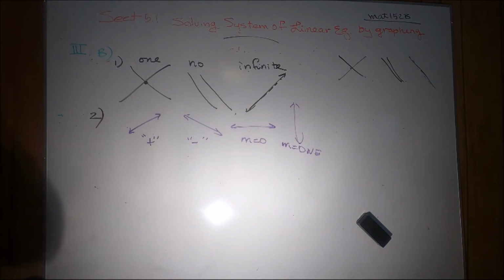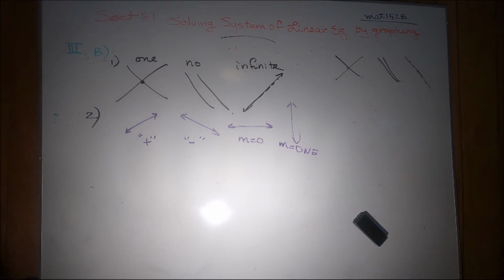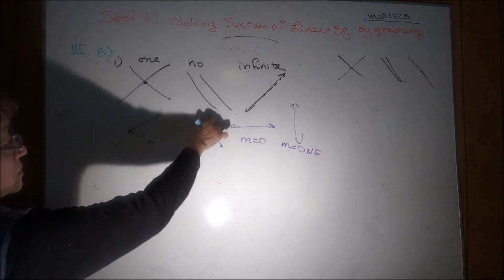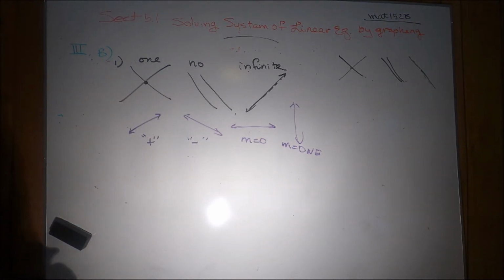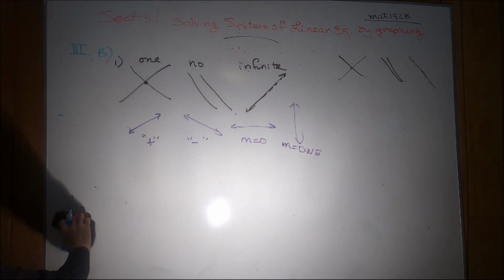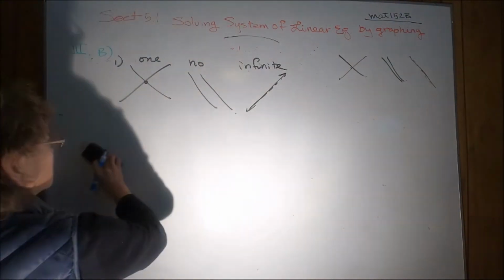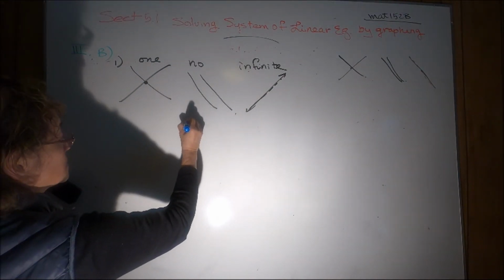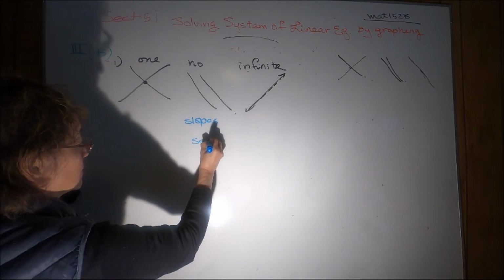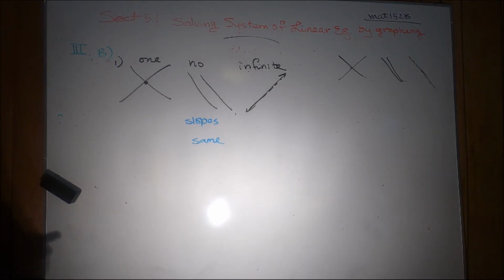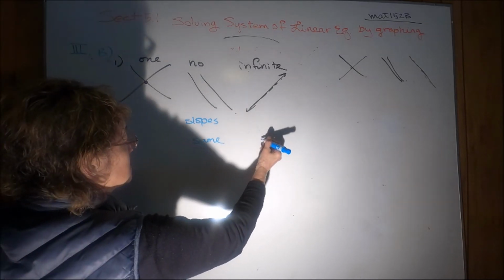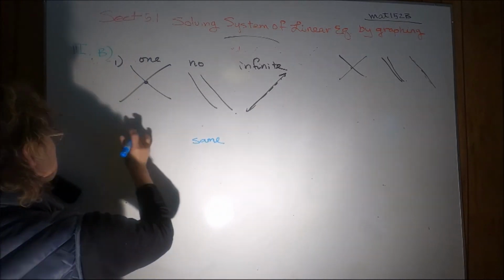So then let's look at the situation. If 2 lines are parallel, what do you see? If they are parallel, the 2 slopes should be what? The same, right? Then how about overlap? The slopes are still the same.